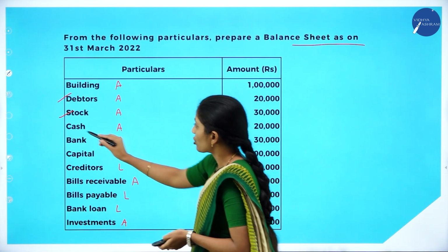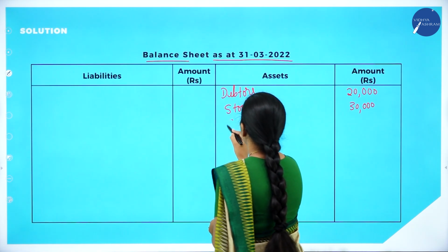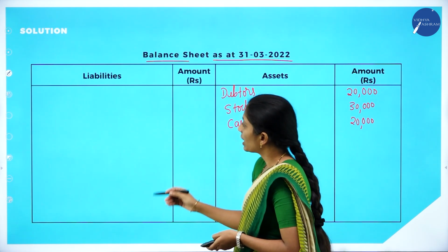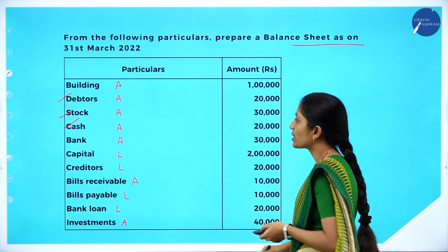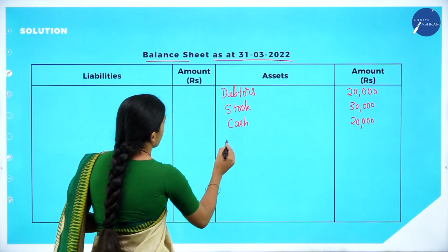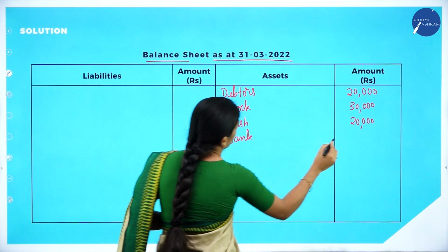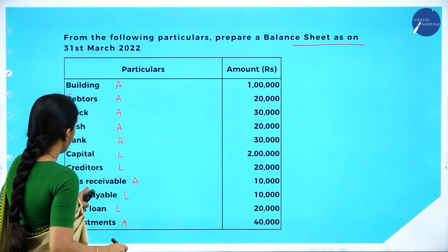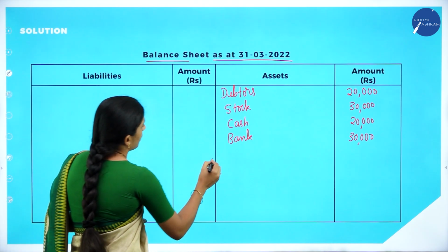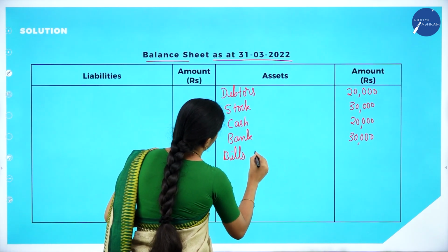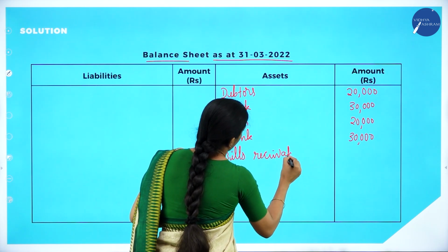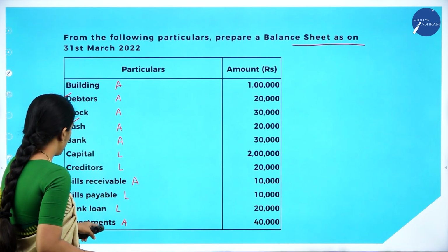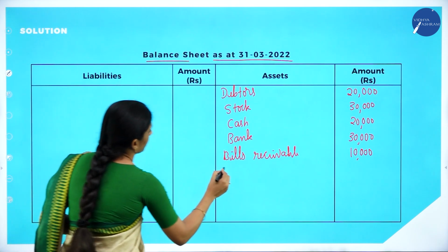Next, after debtors and stock, we have cash. Cash is 20,000. Next we have bank 30,000. So it is a current asset. After bank, we have bills receivable. Bills receivable is 10,000. After that, we have investment 40,000.